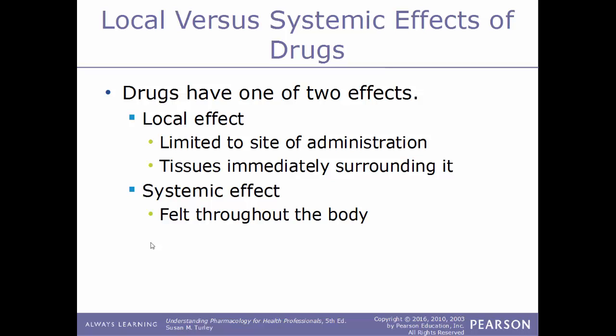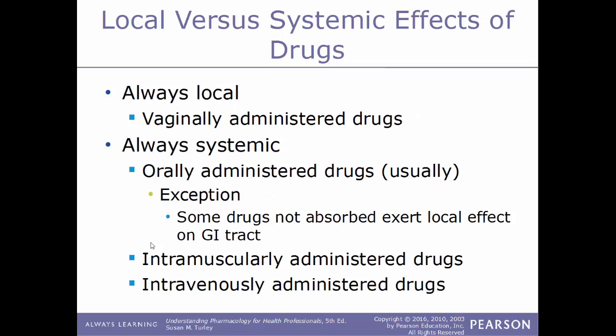And if a drug has a systemic effect, it is felt throughout the body. It doesn't matter how the drug is administered or where it is administered. It is felt throughout the entire body, through your entire system. Now, some drugs will always have a local effect, and some drugs always have a systemic effect. An example of a drug that always has a local effect are drugs that are administered vaginally. Drugs that always have a systemic effect are orally administered drugs, for the most part.